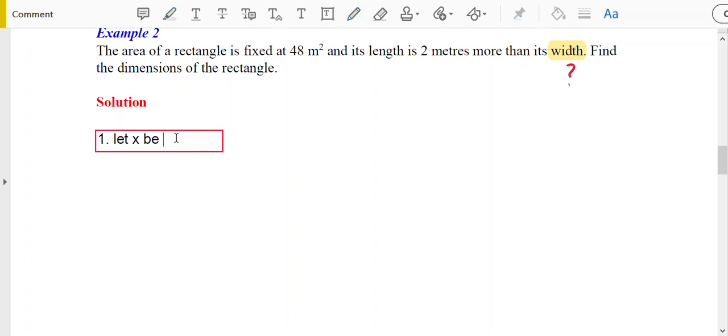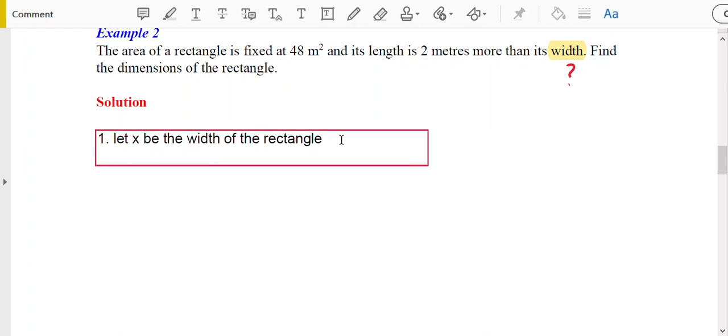So that's a perfect variable to use for the width. I'm going to say let x be the width of the rectangle. Okay, that's our unknown. Step 2, draw a diagram, if that's possible. In this case, it is possible to actually draw a diagram. It's a suitable problem to draw a diagram.